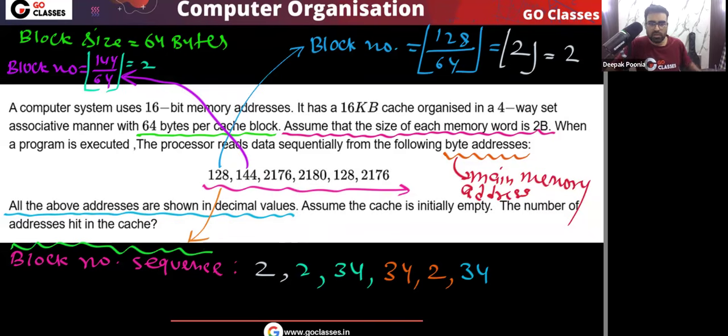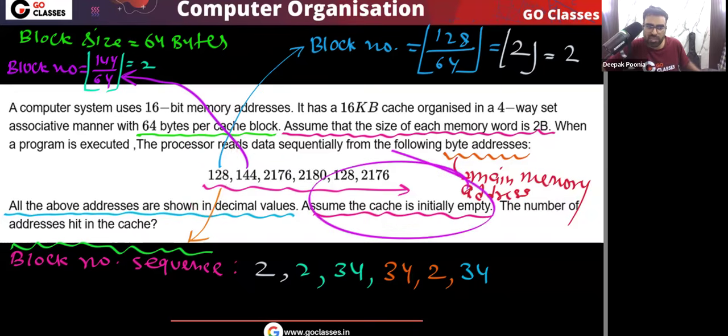Is this clear? You can see that initially the cache memory is empty. Now remember, when the CPU generates this byte address, this is the main memory address. Remember, the CPU will not generate the block number. The CPU will generate the byte address, or I can say the main memory address. So when the CPU generates main memory address 128, because initially the cache memory is empty, there will be a cache miss. So from the main memory, we will fetch a block of data to the cache memory. Remember, the CPU is interested only in this byte number 128.